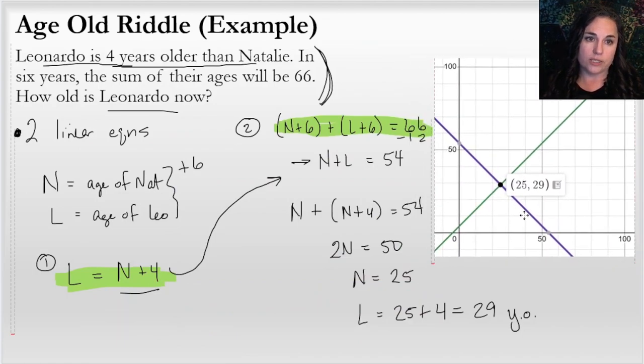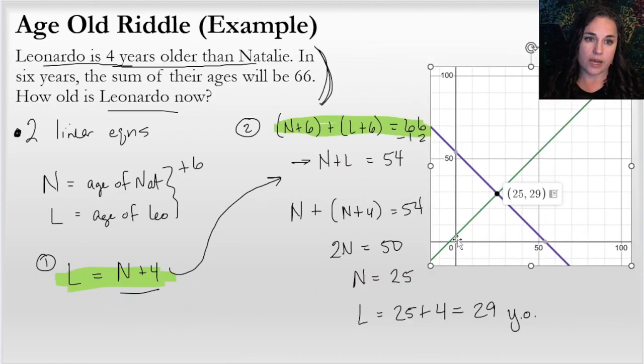So there's the intersection point. I have Natalie on the x-axis and Leo on the y-axis, and you can see that at this point in time, she's 25 and he's 29.